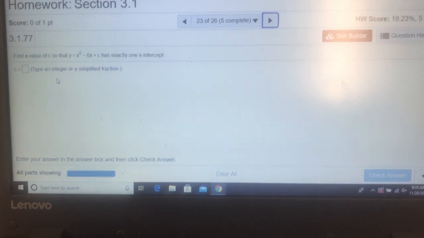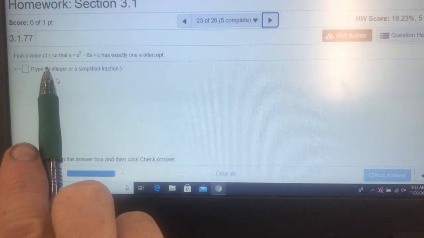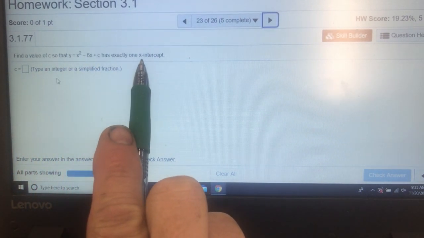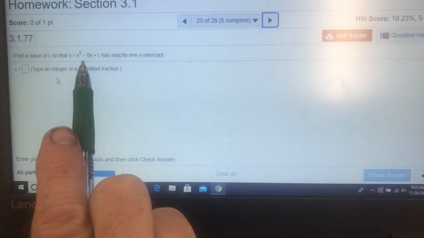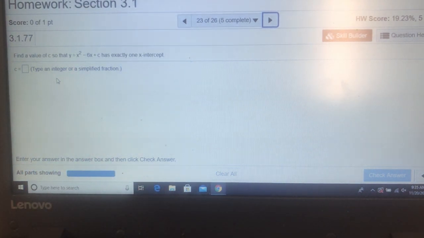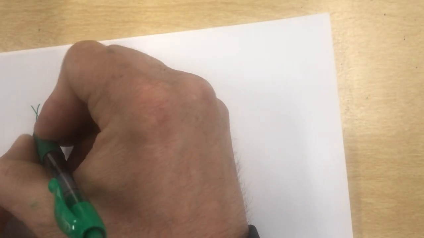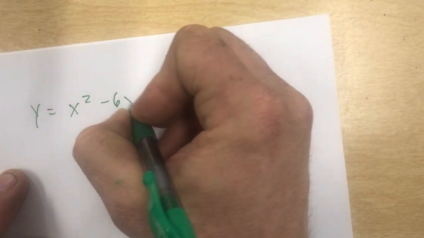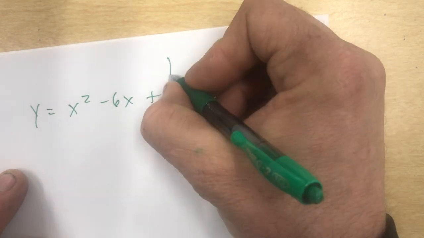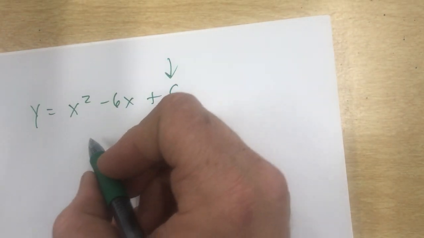All right. To find the value of c so that this has one x-intercept, basically what you're going to do is you're going to complete the square. Okay? So here's what we're going to do. What does this c here have to be for this to have just one solution?